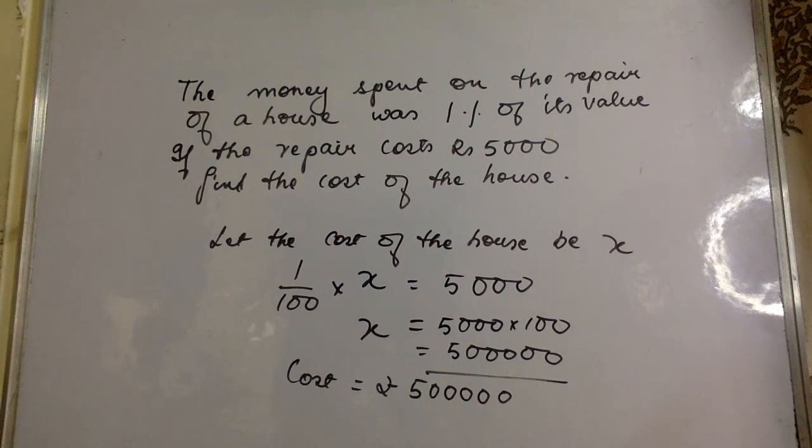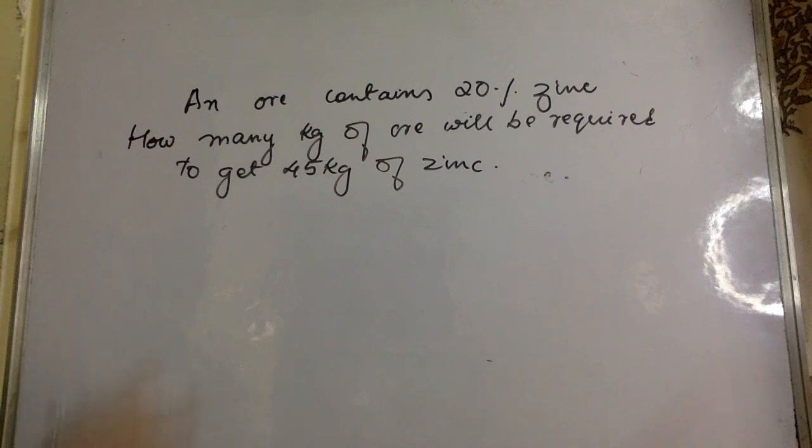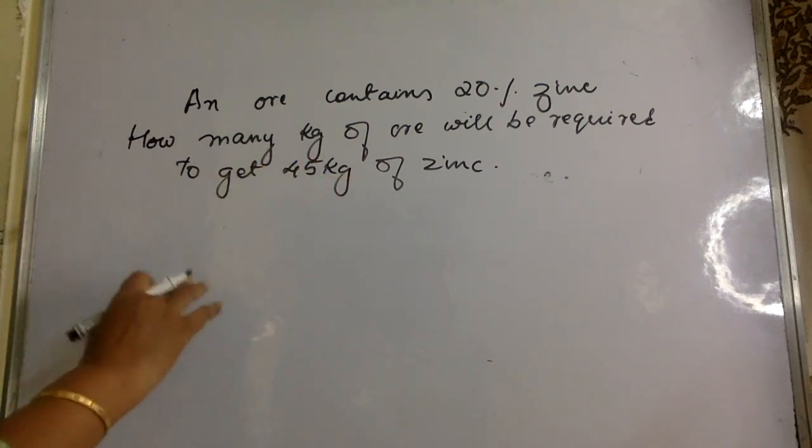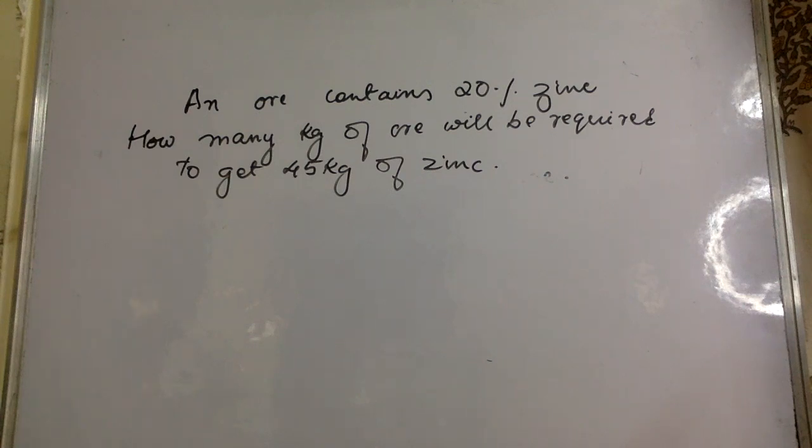So there are other methods also for percentage questions. There is unitary method also, but then I personally prefer the X method very much, okay, because in the X method you have to write very little and it comes out really fast. An ore contains 20% zinc. How many kg of ore will be required to get 45 kg of zinc? Now this is one very common question which children are always finding difficult.